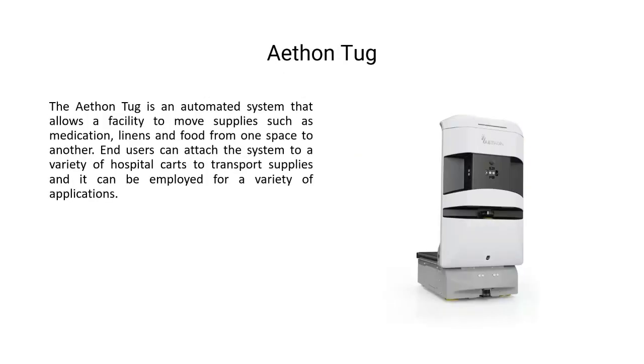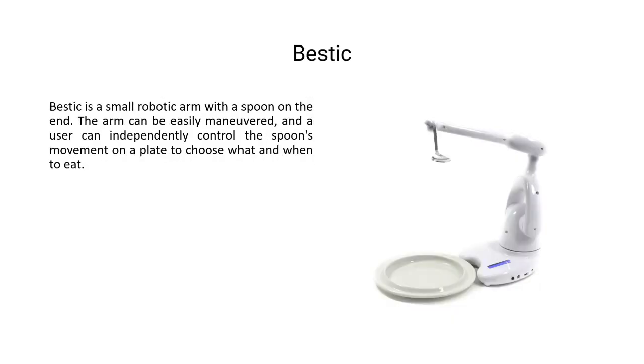Aethon TUG is an automated system that allows a facility to move supplies such as medication, linens, and food from one place to another. The user can attach the system to a variety of hospital carts to transfer supplies, and it can be employed for a variety of applications. Bestic is a small robotic arm with a spoon at the end. The arm can easily be maneuvered, and the user can independently control the spoon movement on a plate to choose what and when to eat.